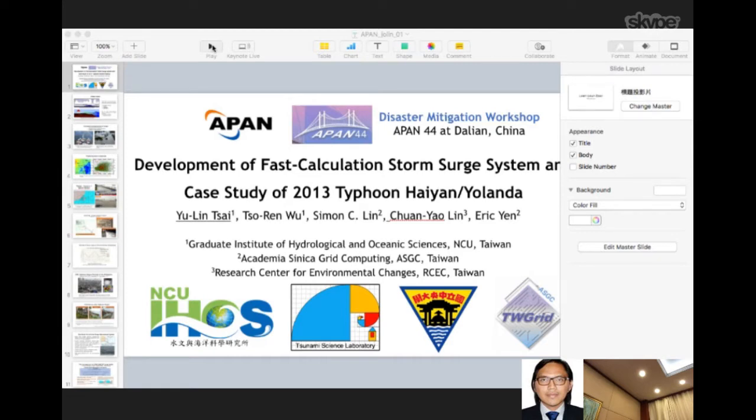In Taiwan, from the statistical results, we have 4 to 5 typhoons per year. But I believe that in the Philippines, you should have more, right? More than 20. Oh, okay, 20. So I think the Philippines should also pay attention to storm surge inundation issues.